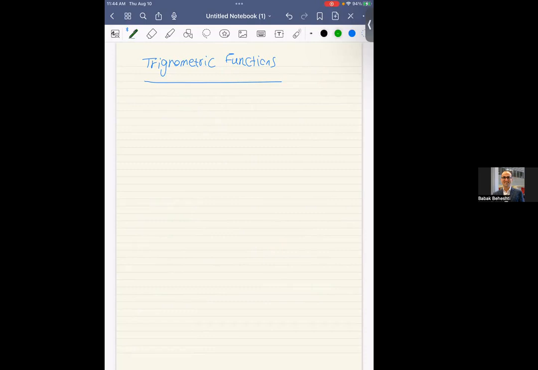So let me write here, you have radian versus degree. So pi, remember pi is a number, an irrational number. It's about 3.14 something. So pi radians is equivalent to 180 degrees.